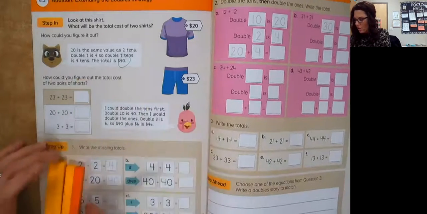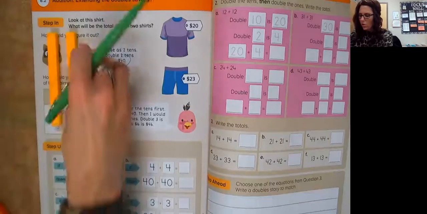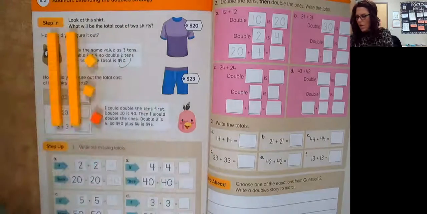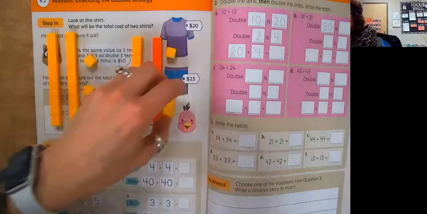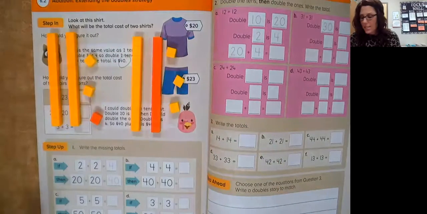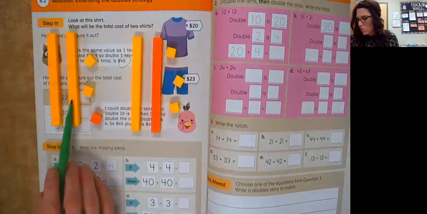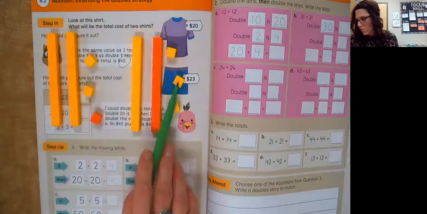Well, the shorts are 23. So let's say I have a pair of shorts. Here's 20 and 1, 2, 3. And then here's another pair of shorts for 20, 1, 2, 3. So I could add up my tens. I could go 10, 20, 30, 40, 41, 42, 43, 44, 45, 46.